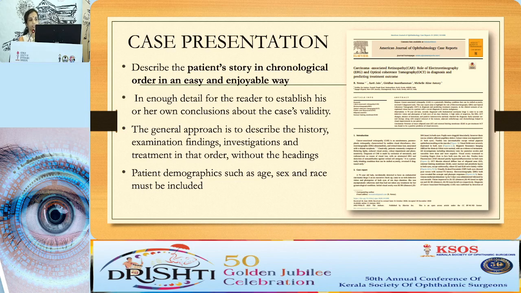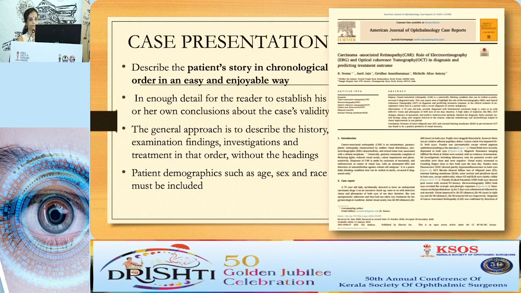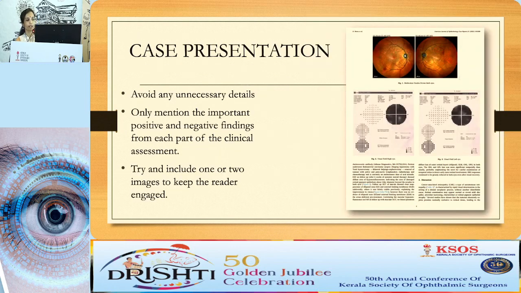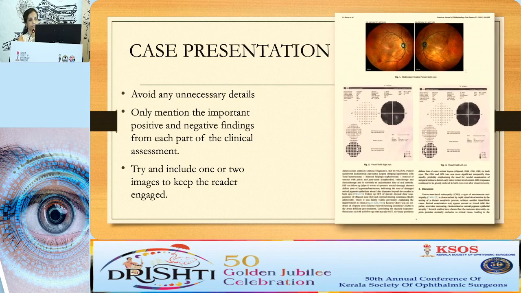So the case presentation should be the patient's story in chronological order, in an easily understandable way. It should be in detail so that the person who reads it understands the conclusions easily, and describe the history, examination, findings, investigations, and treatment in that order, without headings. But you should definitely have patient demographic features like age, sex, and race. Avoid unnecessary details, only mention the important positive and negative findings, and try to include one or two images to keep the reader interested.